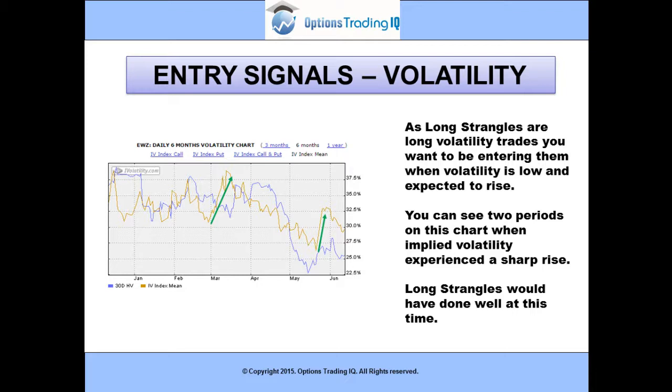A little bit more on volatility. Long strangles are long volatility trades, so you want to be entering them when volatility is low and expected to rise. You can see two periods on this chart when implied volatility experienced a sharp rise. Long strangles would have done well at this time. Those are the two periods that we just looked at. Implied volatility shot up from around 31% to about 38%, and in the second case from around 26% to about 33%.